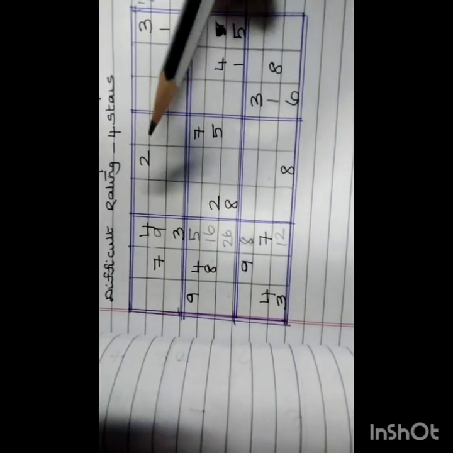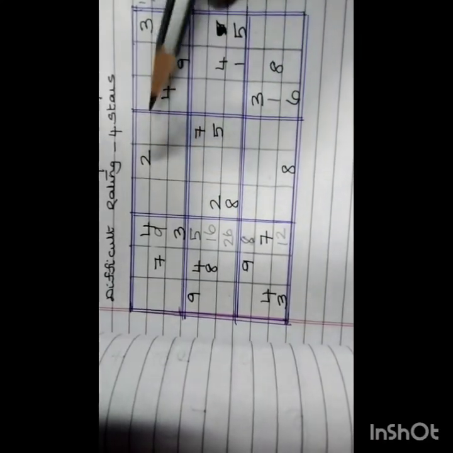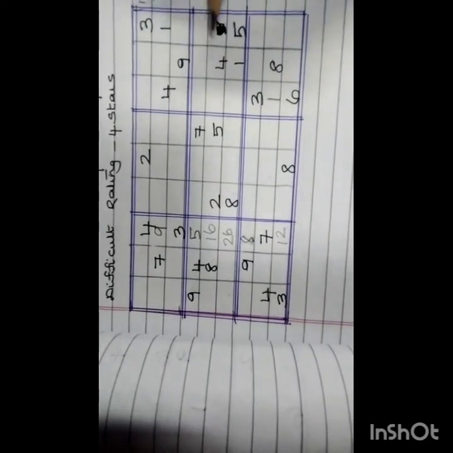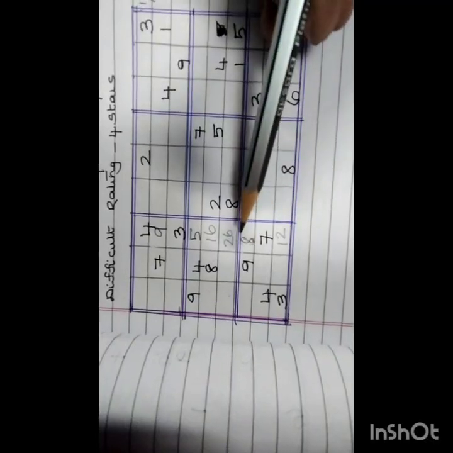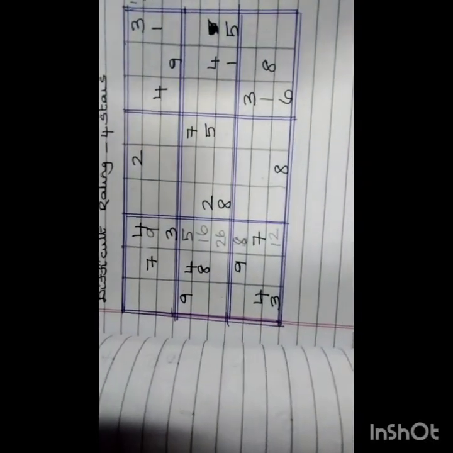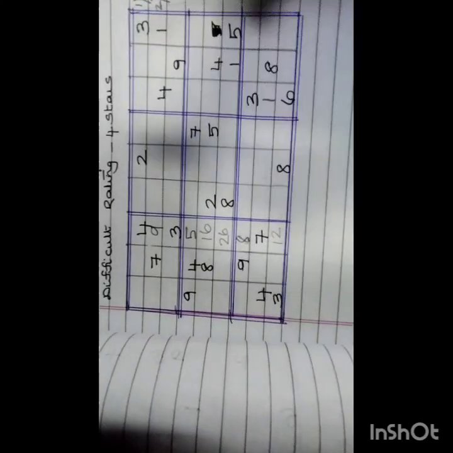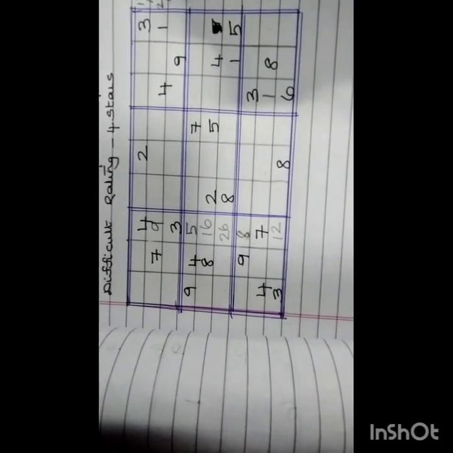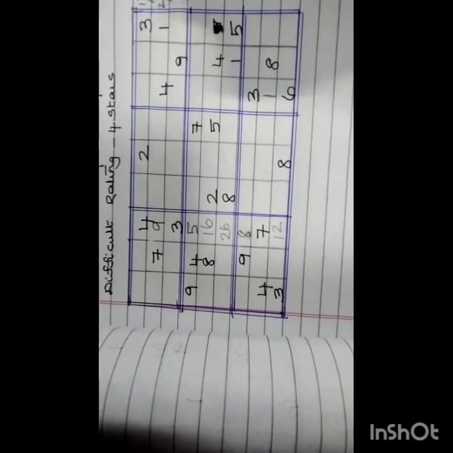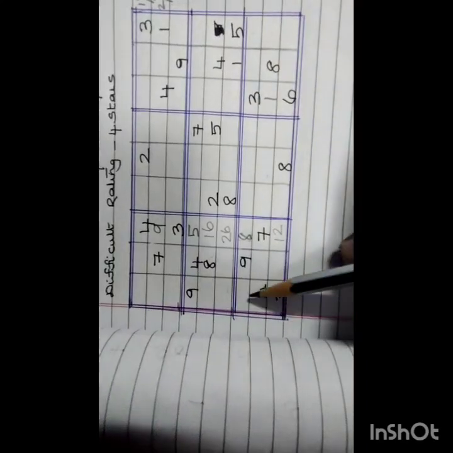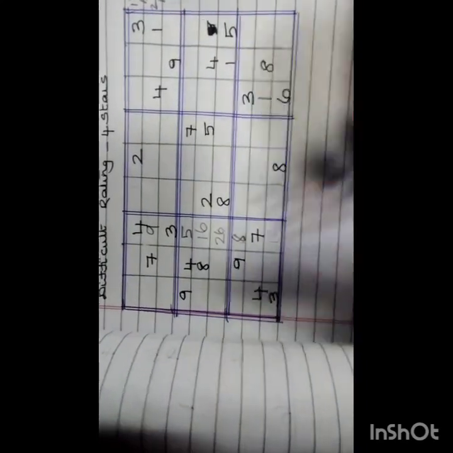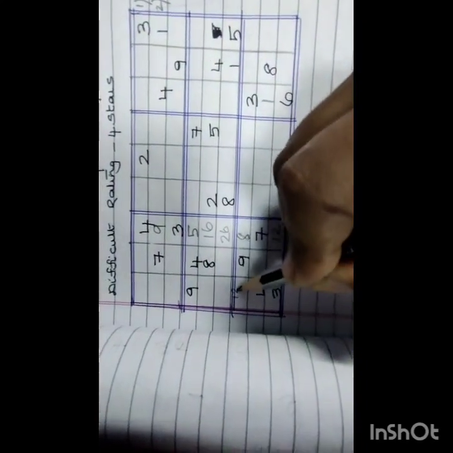Here we have 4, 4, 3. Here we have 5 numbers filled. So 4 numbers to be checked. What are they? 1, 2, 5, 6. Here all 4 numbers are missing.